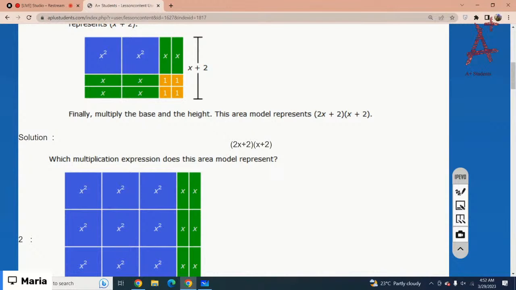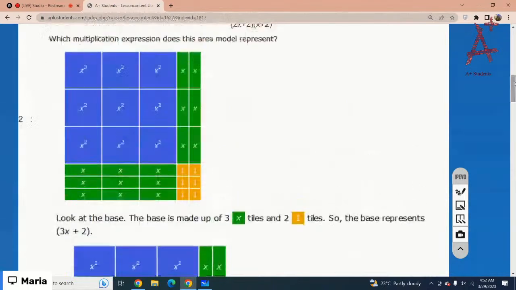Basically, what we have to do is find the area, and area is always length times width. So you have to calculate the length and width of the given tiles. For this one, you have to look at the base. Here you have 3 tiles for the x, it would be 3x, and 2 tiles for the 1, so it would be 3x plus 2. That is the width.